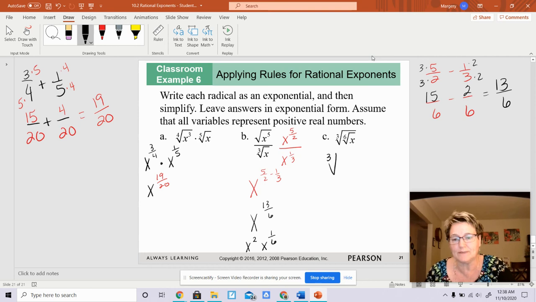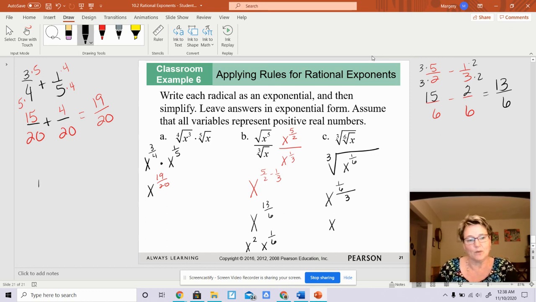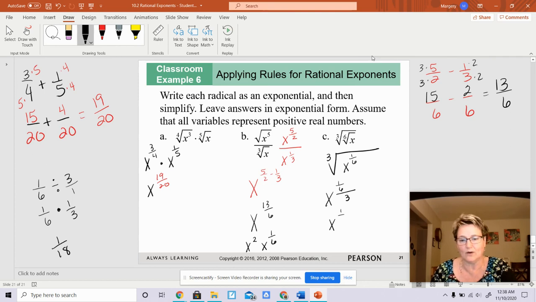So the cube root of x to the 1/6. Okay? Then you have x to the 1/6 over 3. To me, that looks really weird. So 1/6 divided by 3. You leave the first fraction alone, change that to multiplication, and flip the second fraction. So you end up with 1 over 18. So that's going to be x to the 1 over 18. That's just a fraction, so you can leave it like that. Thank you very much. See you on the next problem.